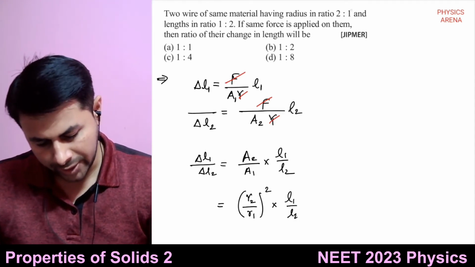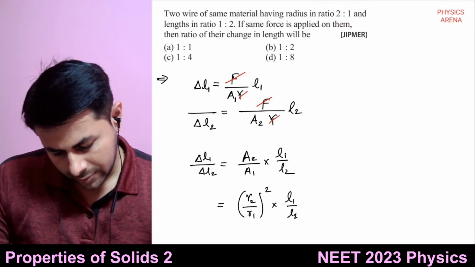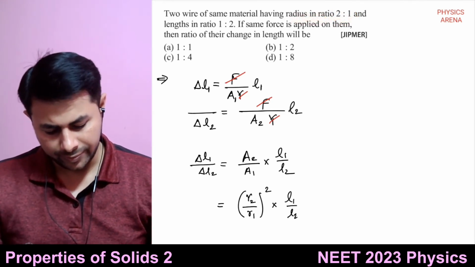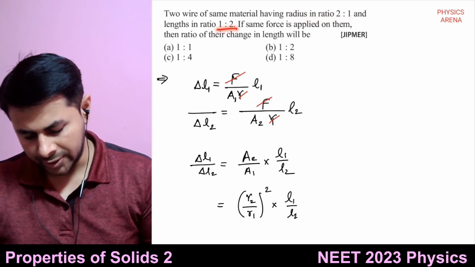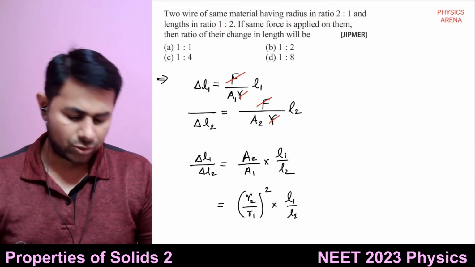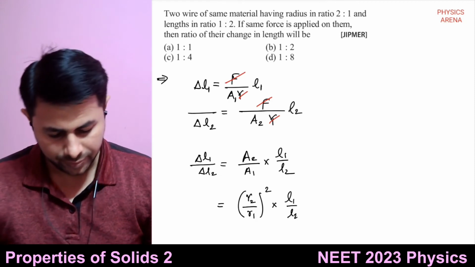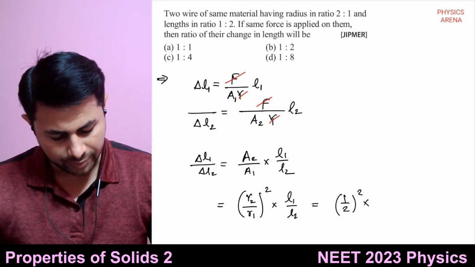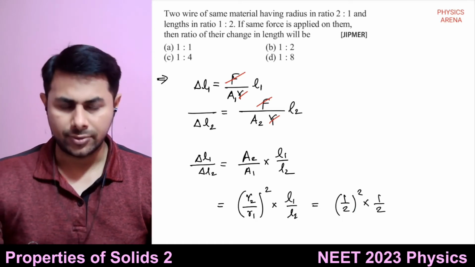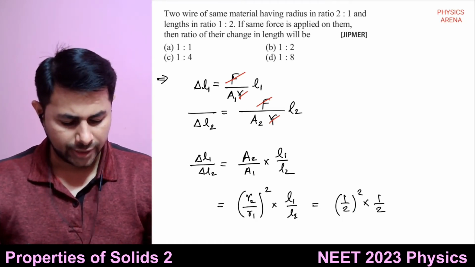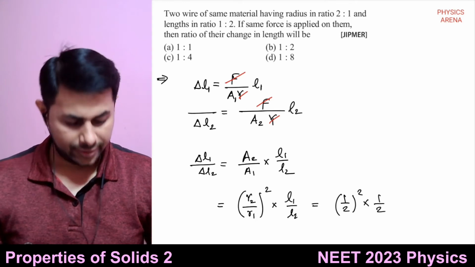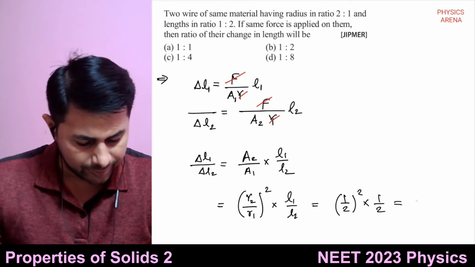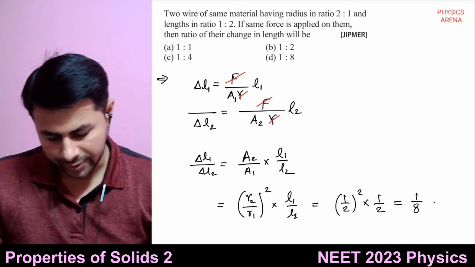So what is L1 upon L2? Radius is in the ratio 2:1 and length in ratio 1:2. That means R2 upon R1 is 1:2. So it is 1/2 square multiplied by 1/2. 1 by 2 square is 1 by 4, and 1 by 4 multiplied by 1 by 2 is 1 by 8. 1 by 8 is the answer.